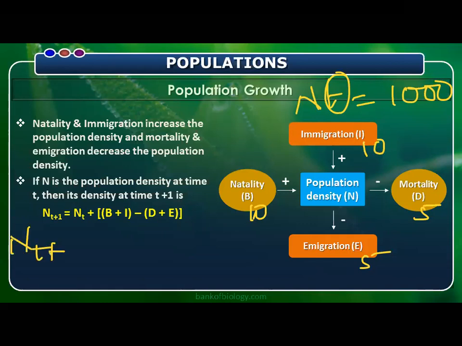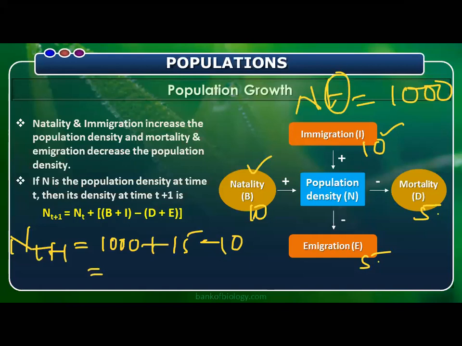Nt plus 1, 2021, Nt, how much? 1000 plus B plus I. B means birth rate, I, immigration. So how much? 15 minus D plus E, 5 plus 5, 10. So what is the next year's population? 1000 plus 15 minus 10, 5. So a little increase of population, 1005.